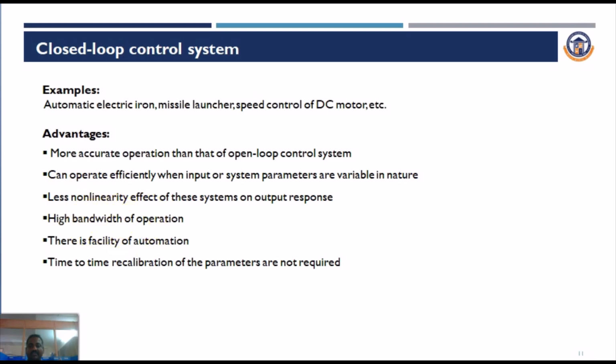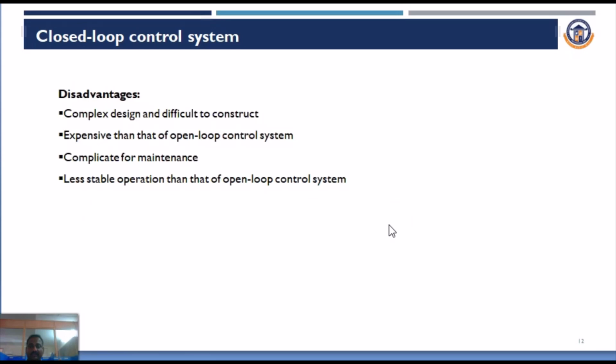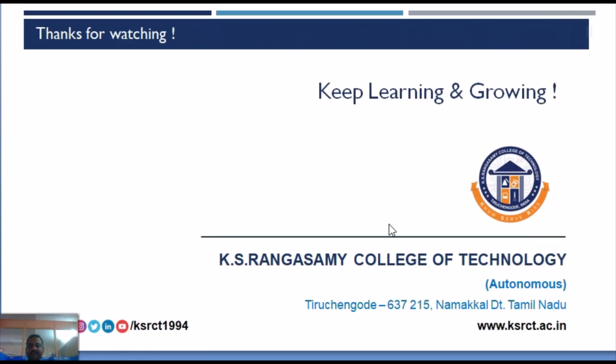There is a facility of automation, and your last merit is that time to time recalibration of the parameters is not required. So what are the demerits of your closed loop control system? The first is complex design and difficult to construct, expensive than that of the open loop control system, complicated for maintenance, and a less stable operation than that of open loop control system.